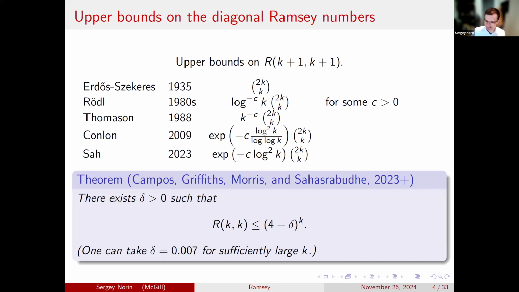And that's one of the things that I do hope to improve upon in this talk. So I want to be able, in this presentation, to convince you that some improvement can be made using the Campos-Griffiths-Morris-Sahasrabudhe methods within this talk. So not really the proof of the theorem, but some related improvement which is still unexpected.